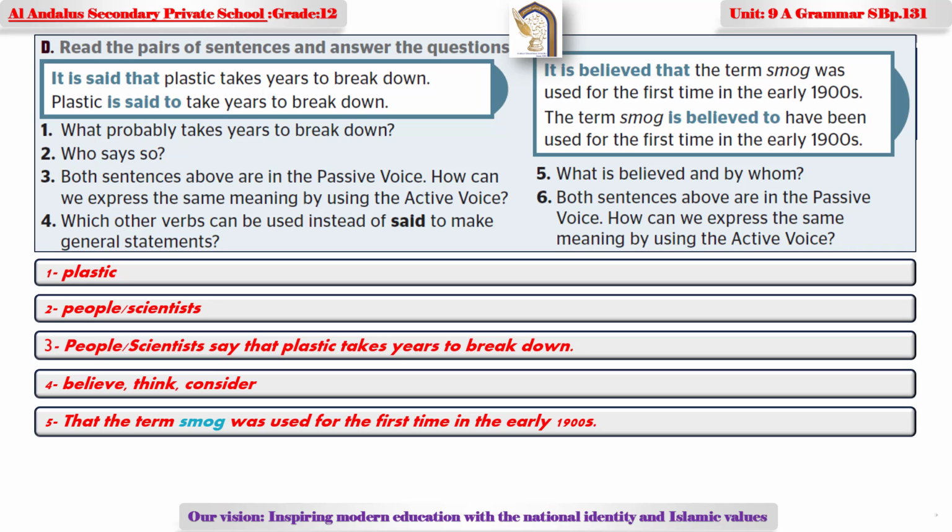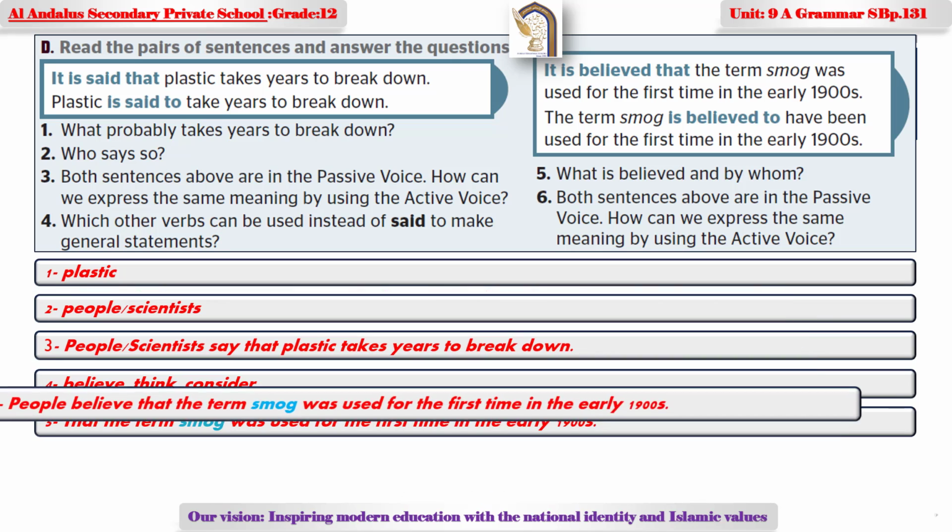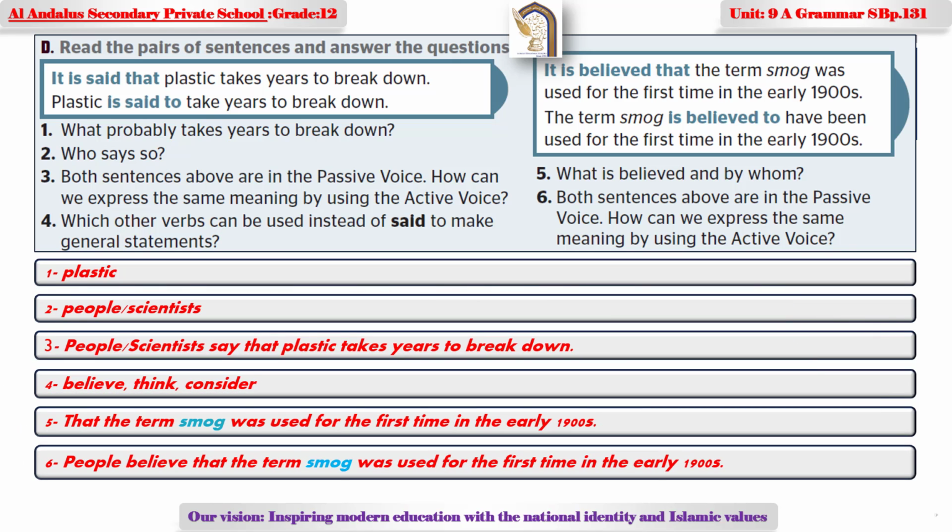Question 6. Both sentences above are in the passive voice. How can we express the same meaning by using the active voice? Yes, this is a fantastic answer. People believe that the term smog was used for the first time in the early 1900s. Thank you very much. Now I think it will be safe for us to move ahead and continue our lesson.